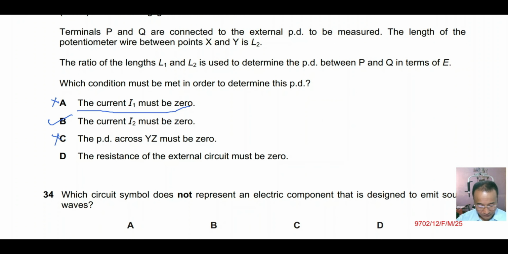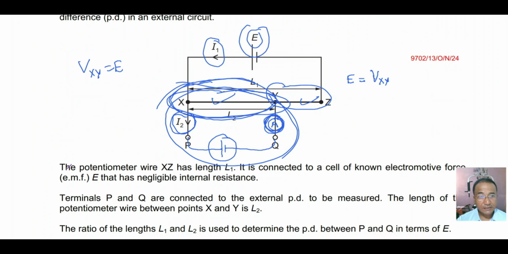Next is, the resistance of the external circuit must be 0, it says. The resistance of this external circuit should be 0? No, it should be infinite. At the very time when I2 is equal to 0, this resistance should be infinite. That is what this potentiometer is used for.